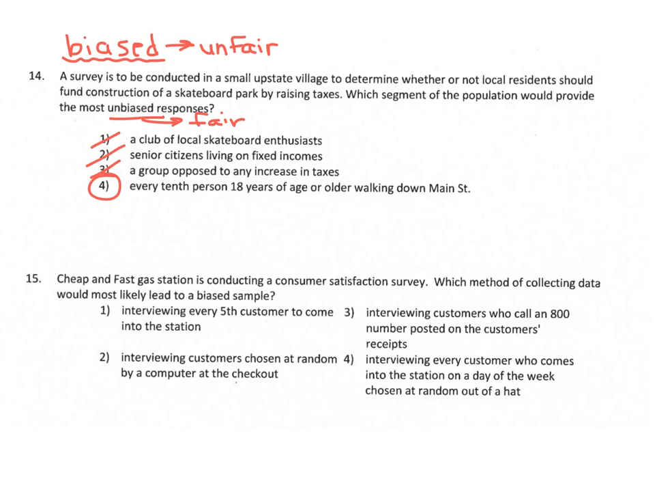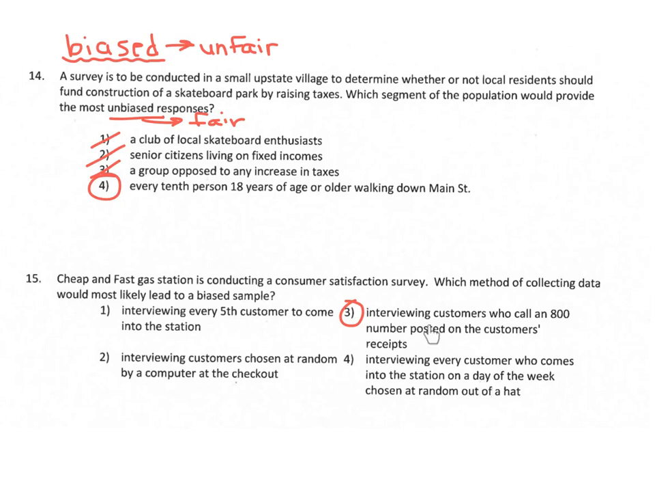All right, so number 15, the answer is choice 3. If you read through choices 1, 2, and 4, what you would see is all of these just interview a variety of people that are randomly chosen. This is every 5th customer to come in. This is customers chosen by a computer system. And again, this is every customer who enters on a day of the week chosen at random out of a hat. So these are very random ways to do it.